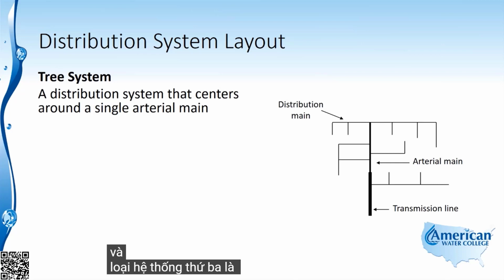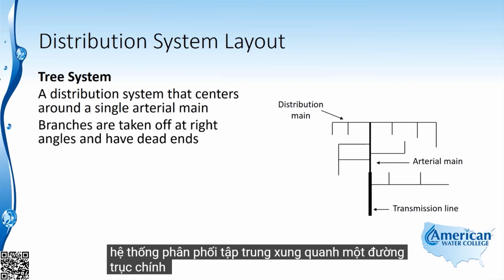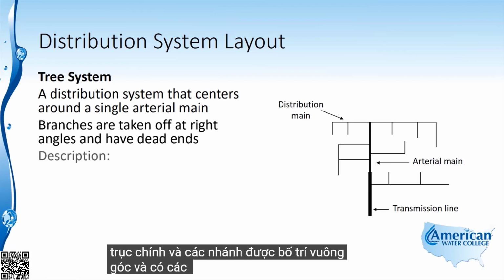And the third type of system is the tree system. A tree system is a distribution system that centers around a single arterial main, and branches are taken off at right angles, and they have dead ends.